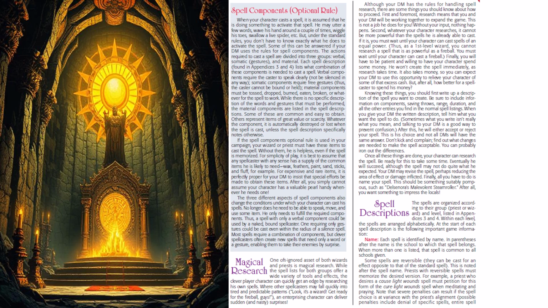Much of this should be answered by your dungeon master and by the spell itself. The actions required to cast a spell are divided into three groups: verbal, somatic, which means physical gestures, and material. Each spell description found in the later sections of the Player's Handbook lists what combination of these components is needed to cast a spell. Verbal components require the caster to speak clearly, not be silenced in any way. Somatic components require free gestures, thus the caster cannot be bound or held. Material components must be tossed, dropped, burned, eaten, broken, or whatever for the spell to work.